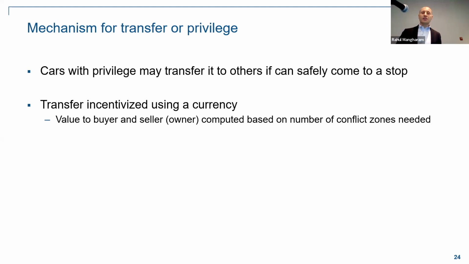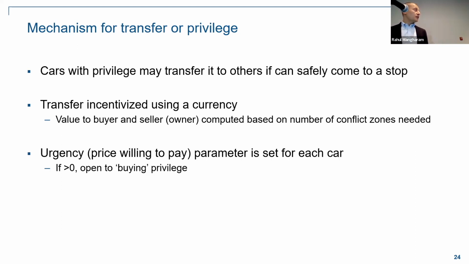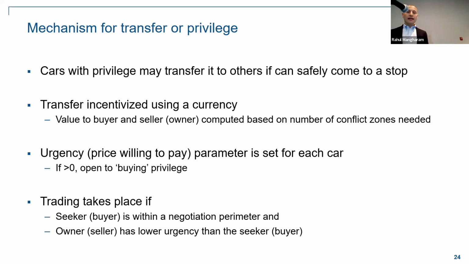The transfer of ownership of a resource is incentivized using a currency. It can be tokens, a digital currency used for traffic. And of course, we need to have a buyer that wants to buy the right of way. The urgency is a parameter that needs to be set for each actor. If the urgency is bigger than zero, it means that I'm willing to pay some tokens to own the right of way. Then the trading might take place if we have a buyer, someone with a higher urgency, and an owner, someone that owns the right of way and is willing to sell it.